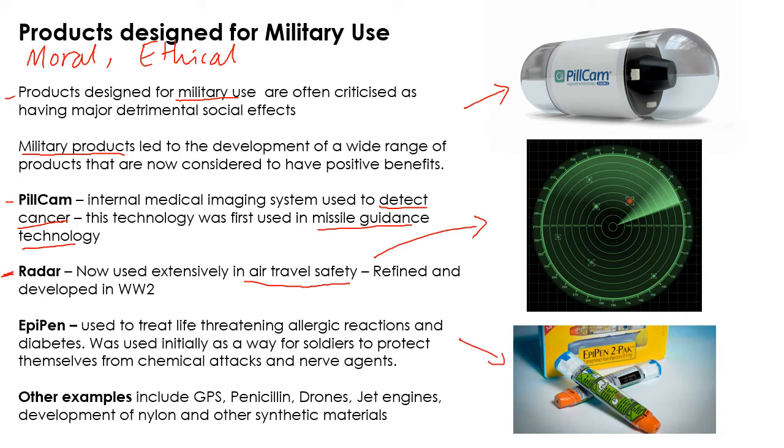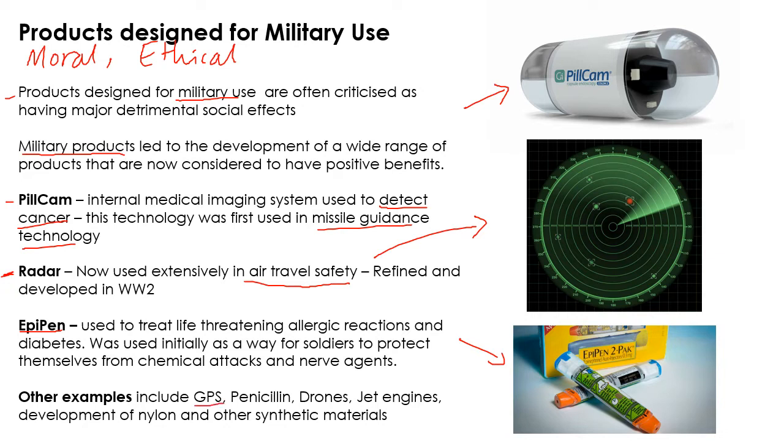I didn't actually know this, but the EpiPen, which is obviously used to treat life-threatening allergic reactions, things like anaphylactic shock, and my husband actually uses a type of EpiPen to treat a condition that he has. This was initially used as a way for soldiers to protect themselves from things like chemical attacks and nerve agents. So if they were told or were aware that a chemical had been released against them, they could use one of these EpiPens to inject themselves with some medicine that would help protect them from that. So that's where the EpiPen comes from. And obviously now that is massively beneficial in terms of where that technology is now being used.